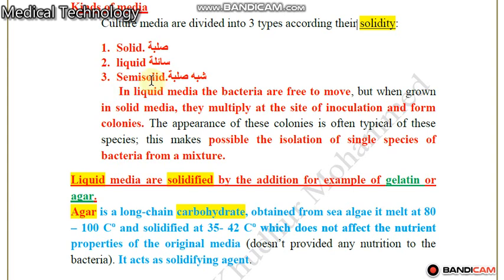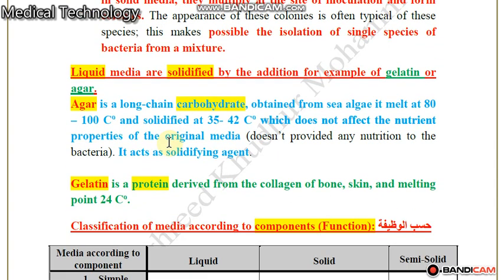As for semi-solid, it contains agar but less than in solid media, less than 1.5%. It contains from 0.5 to 1% agar. It contains an agar percentage lower than that in solid media, between 0.5 and 1% agar.